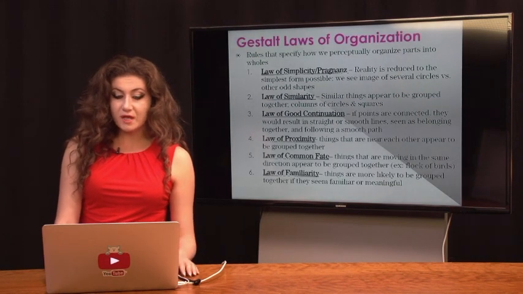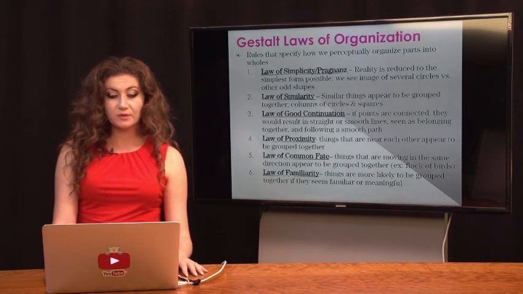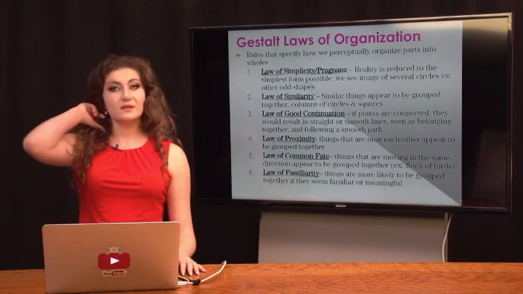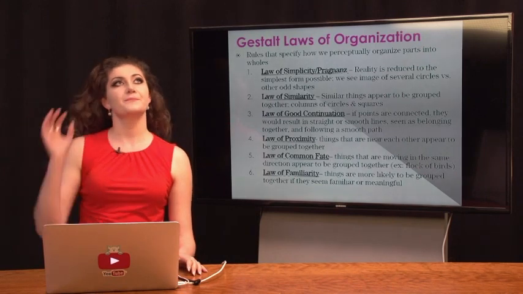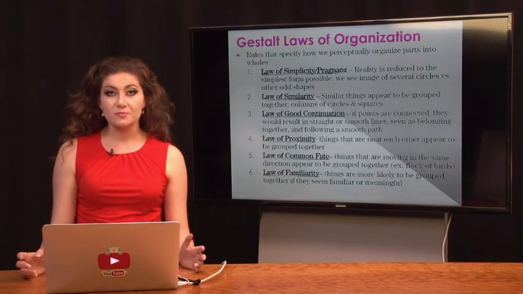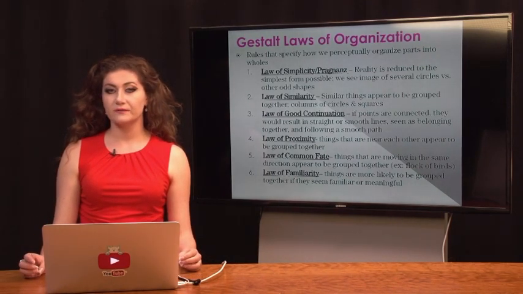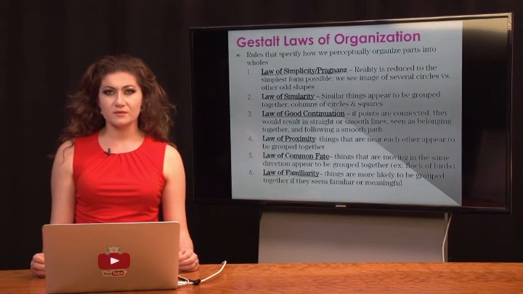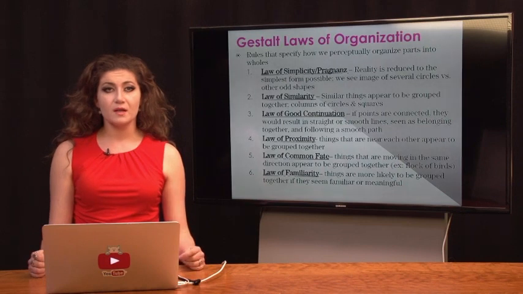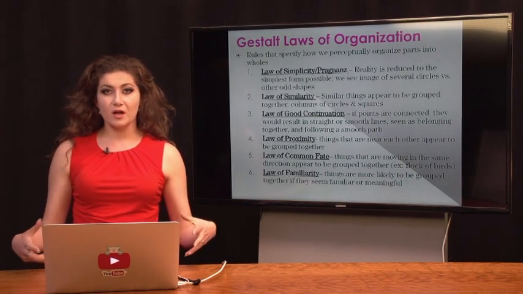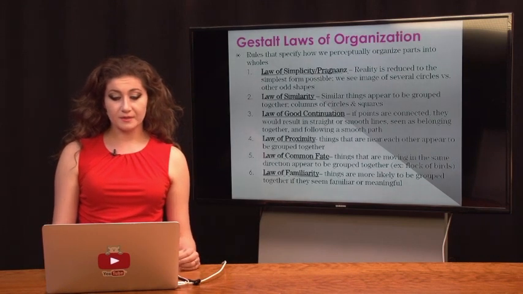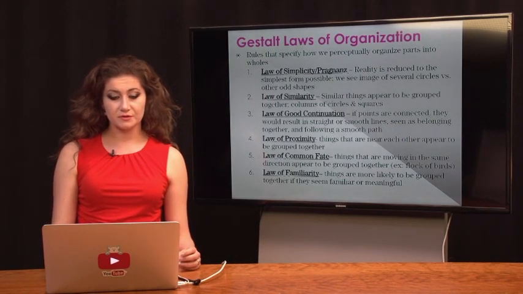So the fourth law is called the law of proximity, which says that things that are near each other appear to be grouped together. And you can think about this in the way that cities are built. You can think about even where your school is positioned, right? If you think about the food places, or food court in a mall, things that serve a common purpose are commonly grouped together. And so they're proximal, they're close to each other.